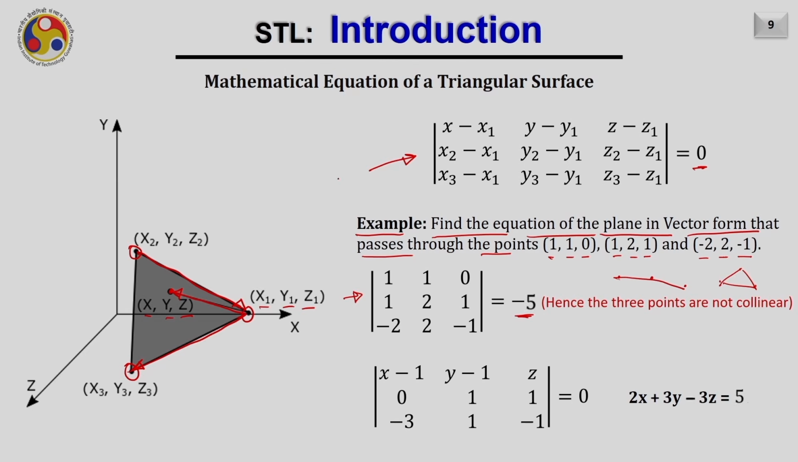Now let us use this equation which we derived to find out the equation of this surface. These are the 3 points. I will replace this by x1, y1, z1. This is x2, y2, z2. This is x3, y3 and z3, and I will put them in this equation, and hence we will get this equation for the surface. So this is how a triangle can represent a surface.